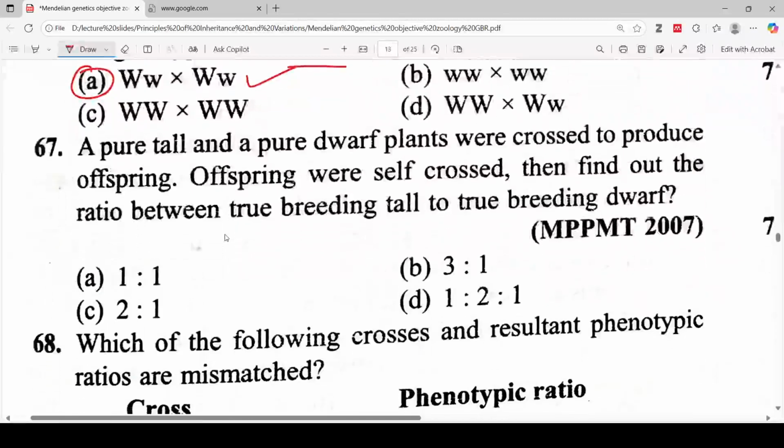Next question. A pure tall and a pure dwarf plant were crossed to produce offspring. Offspring were self-crossed. Then find out the ratio between true breeding tall to true breeding dwarf. So the correct answer is option A.